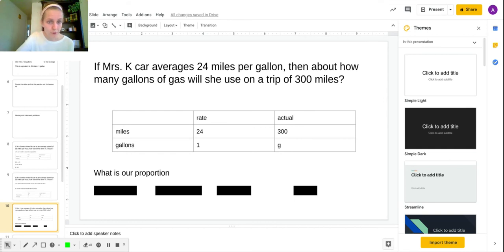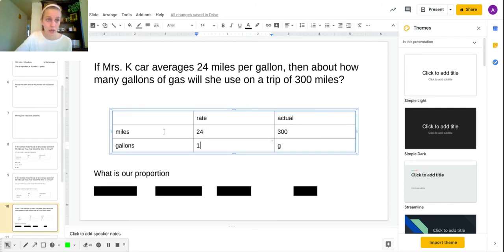I set the table up for you. We have our rate of 24 miles for every gallon. Okay, I put my units over here. You can also put, like, if you want to put distance, you can put distance and then have it be in miles, and then you can use fuel and then have that be gallons. Okay, but 24 miles for every 1 gallon of gas. So it's telling us that she actually is going to go 300 miles. So we need to figure out how many gallons of gas she's going to use.